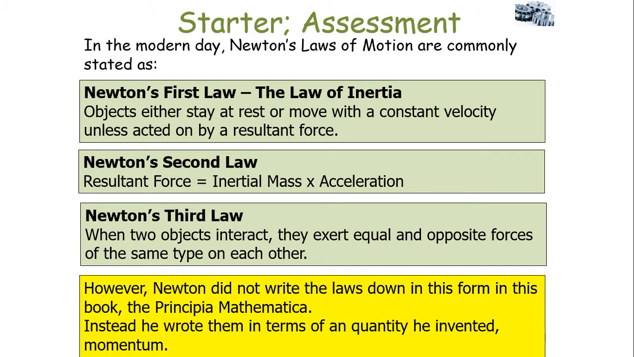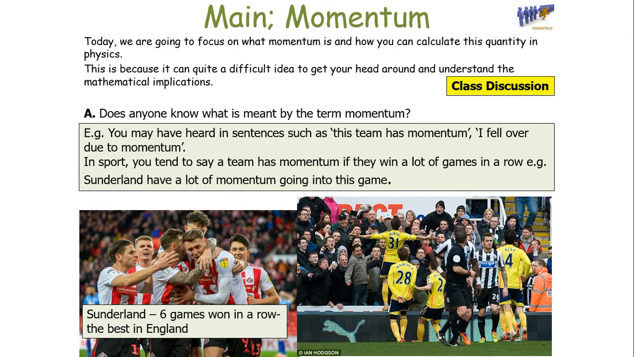Now, Newton, when he wrote these laws down originally, didn't write them down in this form that we see in 2020. Rather, he wrote them in terms of a quantity which he invented, the quantity of momentum. Now, we're going to focus on what we mean by momentum.